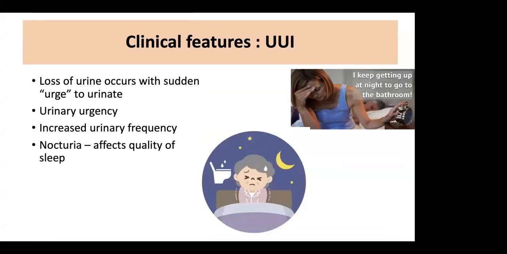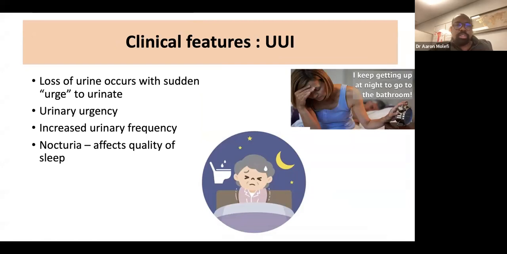Okay, and then what are the clinical features of urge urinary incontinence? So mainly in this patient, it's loss of urine when they actually have the urge to urinate. So what will they present with? They've got urgency, they've got frequency, and sometimes they actually have to wake up in the middle of the night to urinate, which is called nocturia.